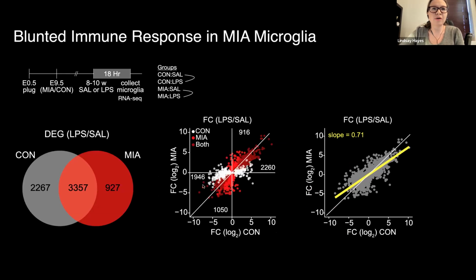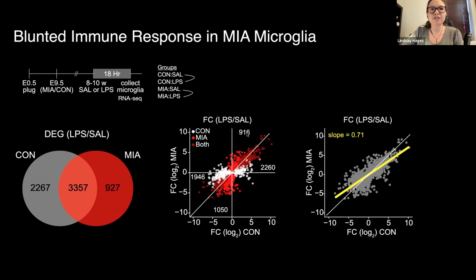So I next tested how the immune response is different by comparing saline versus LPS in either the control microglia or the MIA microglia. Many of the genes show an LPS response in both control and MIA, but we do see a systematic shift in the responsiveness of these cells. To quantify this, I'm showing the fold change of the LPS response in control microglia on the x-axis, and the fold change of the LPS response in MIA microglia on the y-axis, with this y equals x line indicating the genes that would show the same magnitude of the LPS response in both MIA and control.